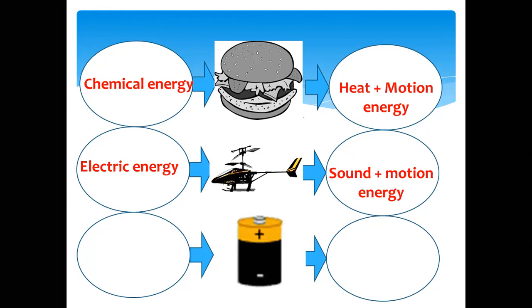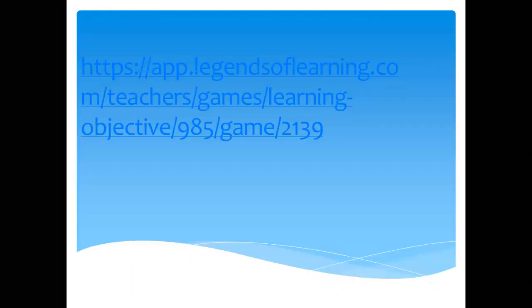What about the battery? What does the battery have inside it? Which kind of energy is stored inside this battery? Chemical energy, and it transformed it to electric energy. And now let's play a game and see different energy transformation.